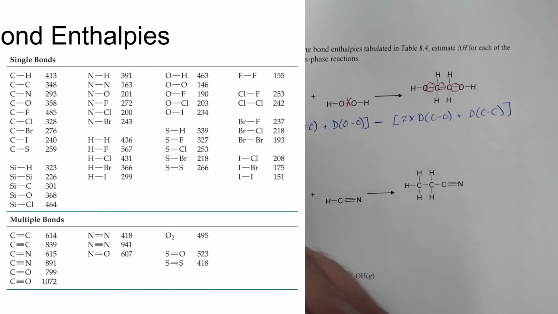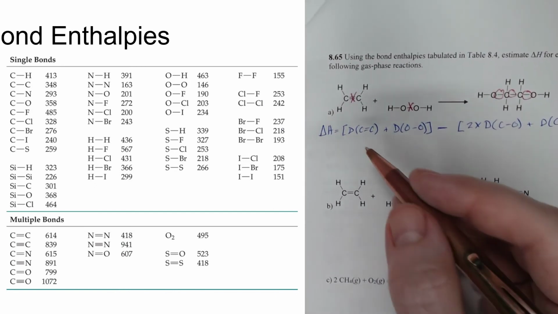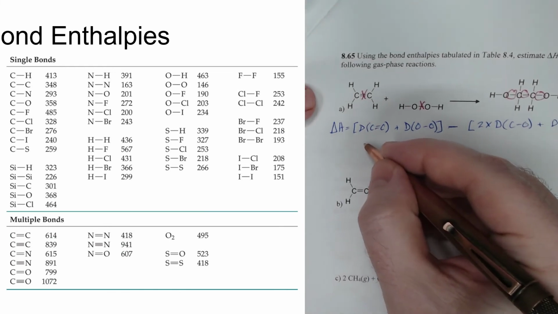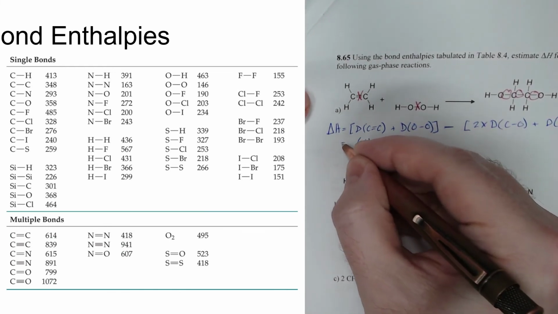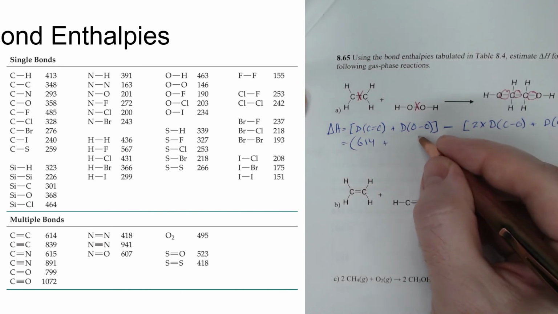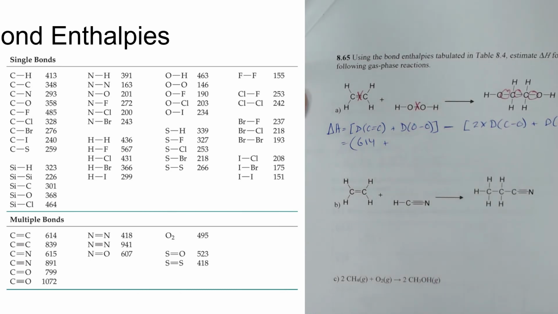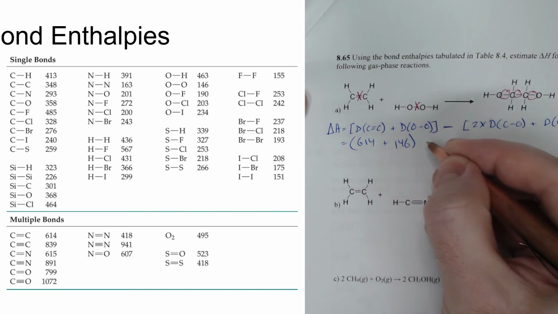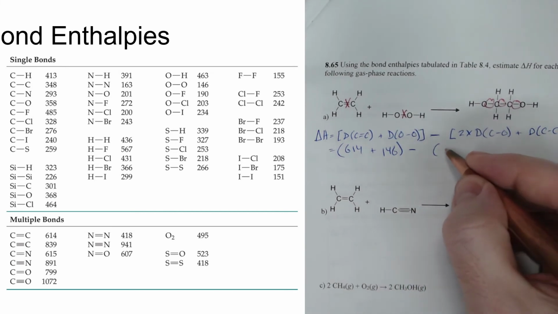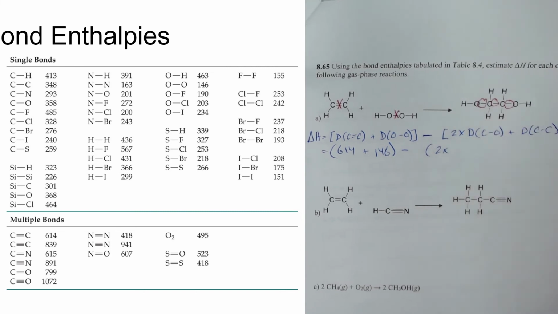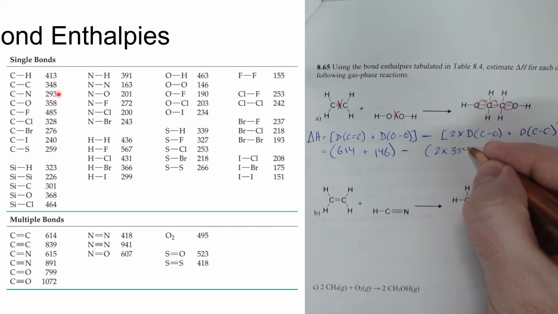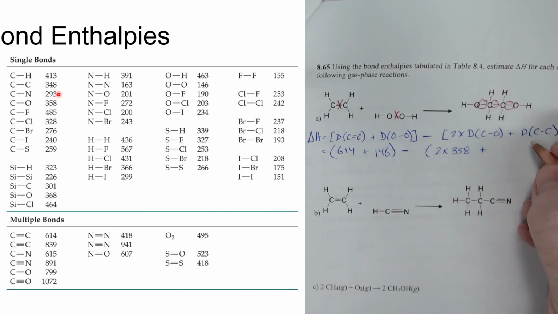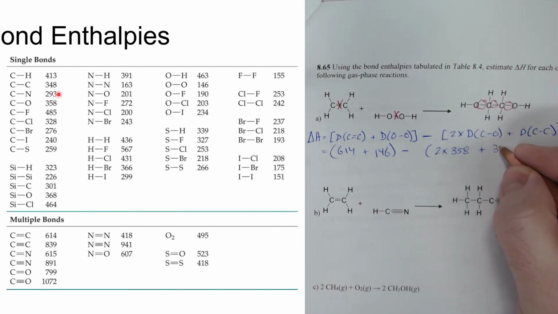All right, so here we go. I've got these right here. So the carbon-carbon double is worth 614. And the oxygen-oxygen single is up there at the top, and it is worth 146. And then we've got 2 times the carbon-oxygen single, and you'll see here it is worth 358, plus the carbon-carbon single, and it's worth 348.